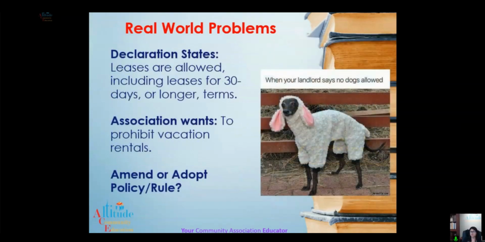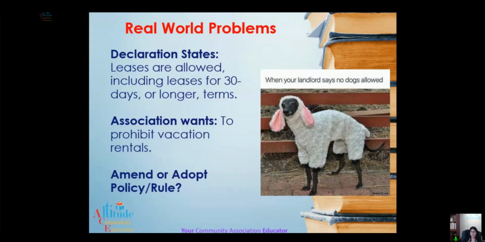Another good one. This is a real provision, and I've seen it in a few documents, but it says leases are allowed, including leases for 30 days or longer terms. Okay. You could probably take out the word terms. Leases are allowed, including leases for 30 days or longer. Okay. So the association wants to prohibit vacation rentals. So that would be RV, RVOs, things like that, right?